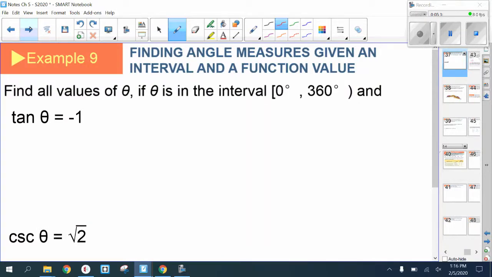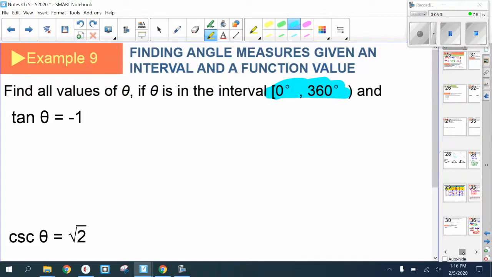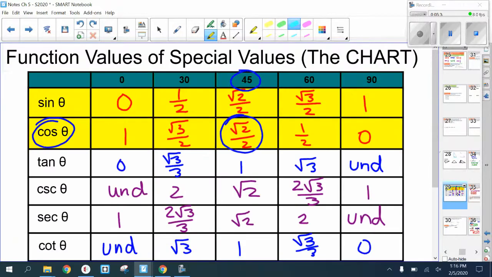Example 9, it's really pretty much the same thing. Pay attention to the interval. We need answers between 0 and 360, but it says tangent theta equals -1. So let's go back to the chart and look at where tangent is equal to 1. There's no -1 on this chart. The tangent is equal to 1 at 45 degrees. So it's another 45-degree reference angle.